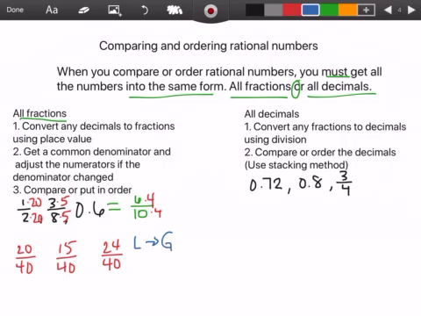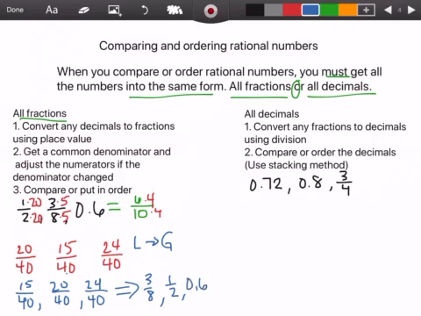Okay, my least value is the 15/40. Then I have 20/40, and then 24/40. And if I wanted to write this using the original numbers, 15/40 is the 3/8, 20/40 is 1/2, and 24/40 is 0.6. So that way involves 3 steps, okay?